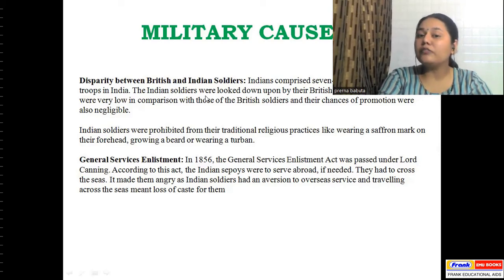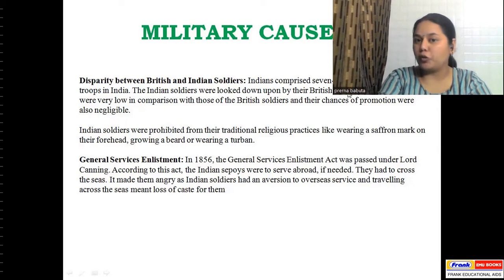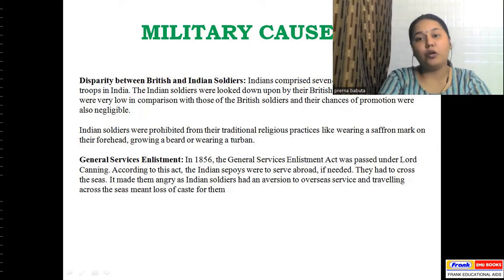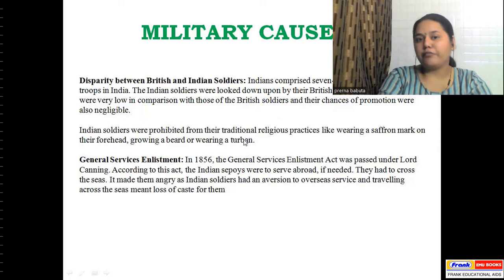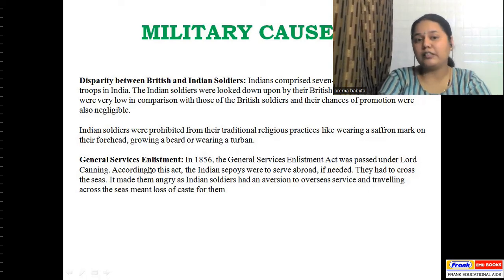The Indian soldiers were looked down upon by the British officers. Their salaries were very low in comparison with those of British soldiers, and the chances of promotion were almost negligible. Indian soldiers were prohibited from their traditional practices like wearing a saffron mark on their forehead, growing a beard, or wearing a turban.